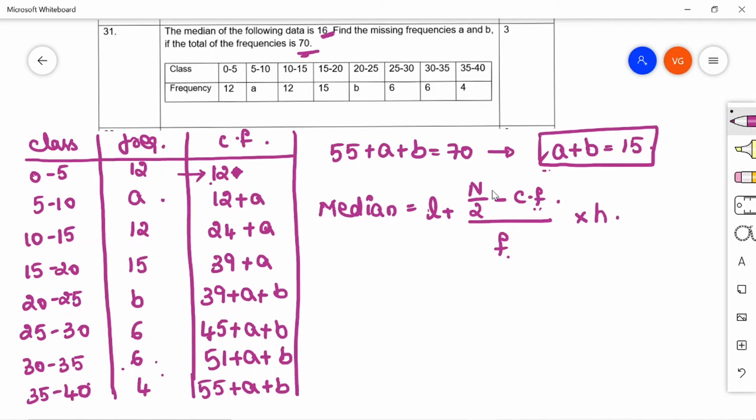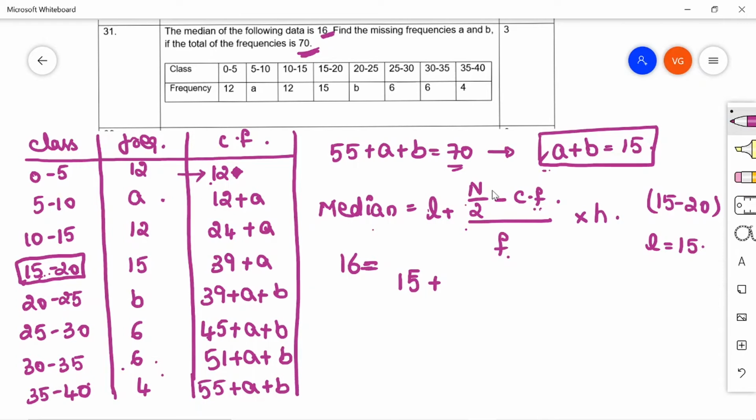So first we have to find out what is the median class. You are given that the median is 16. So the 16 falls here in this class 15 to 20. So the median class is 15 to 20. Then L is the lower limit of the median class. So 15 plus N by 2. N is given as 70. In the question itself they have given it is 70.